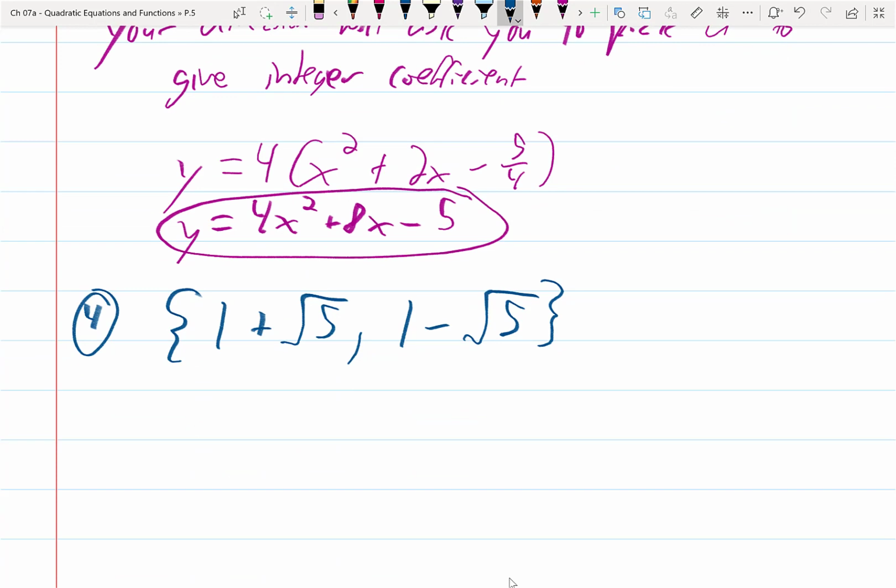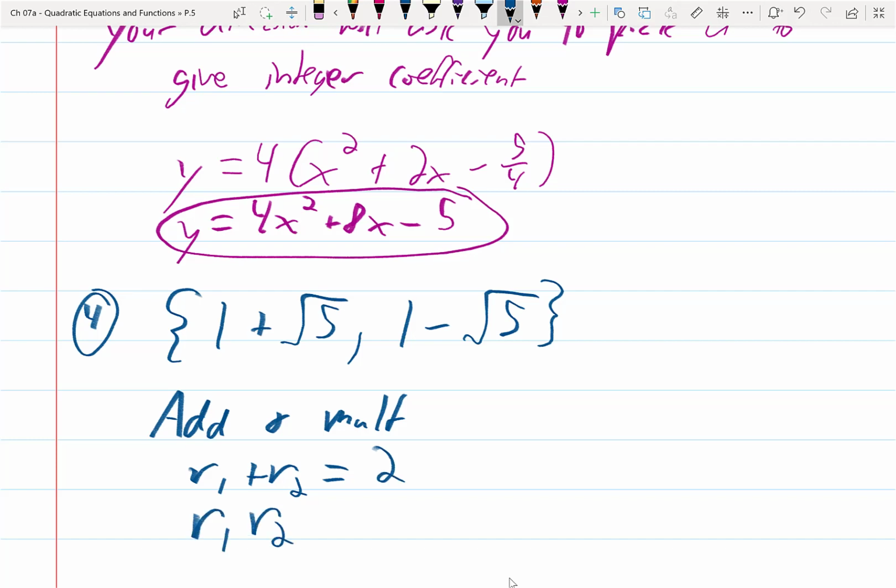Okay, I've got these 2 roots. What's the next thing that I want to do with the 2 of them? Add them. We want to add and multiply. So find the sum is the first thing. R1 plus R2 equals just 2. R1 times R2 is 1 plus root 5 times 1 minus root 5, which is 1 minus 5, or negative 4.